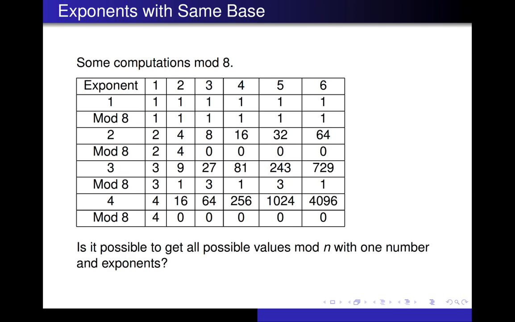So the question is, is it possible to get all values mod n with just one number and its exponents? Certainly in the examples that we saw here, that is not true. And even if we continued mod 8, that still never quite happens. But with some numbers, we can get pretty close.